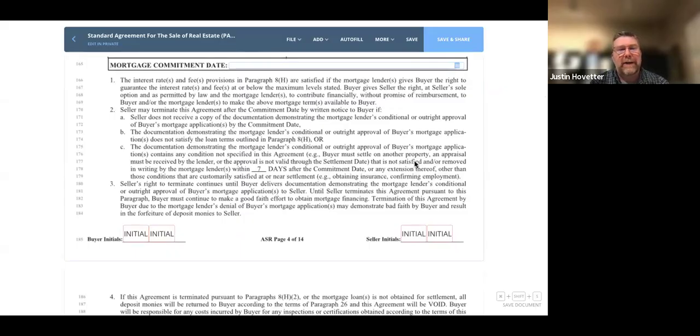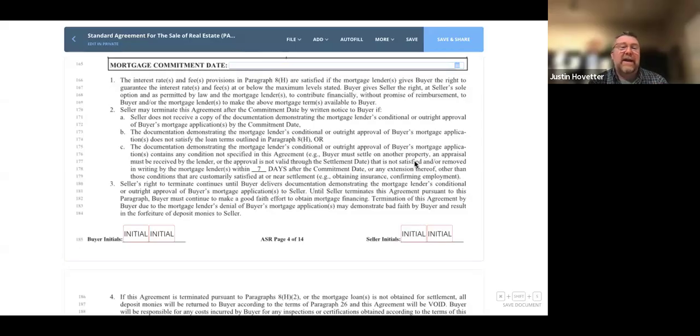Nobody has the right to terminate, but everybody may meet in the middle, shake hands, and say, we gave it an honest effort. We're going to do a mutual release. That's the form AREL that I love, that absolves everybody of commitments and liability and distributes the funds. Okay? That's the importance of the mortgage commitment date.